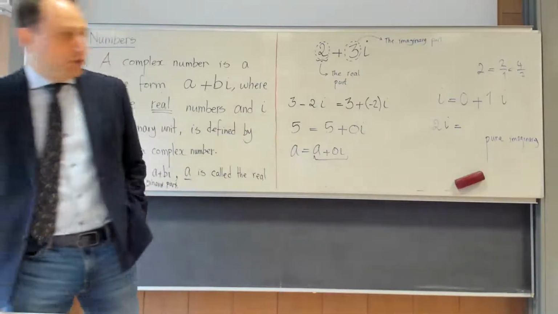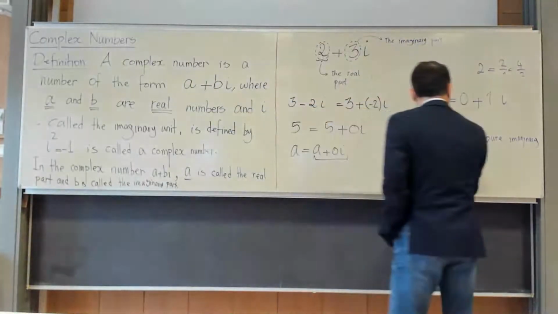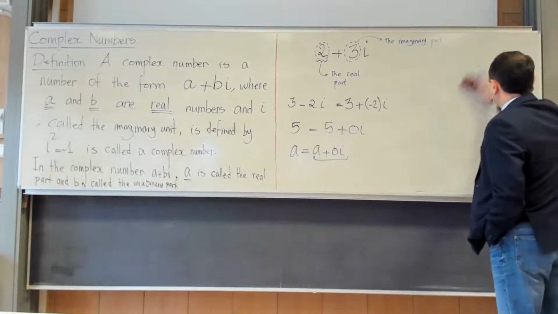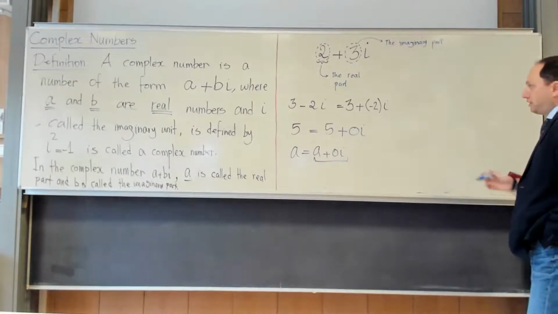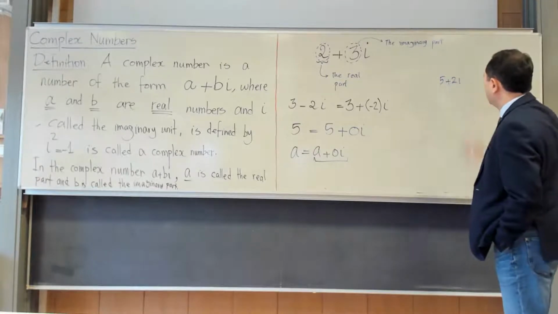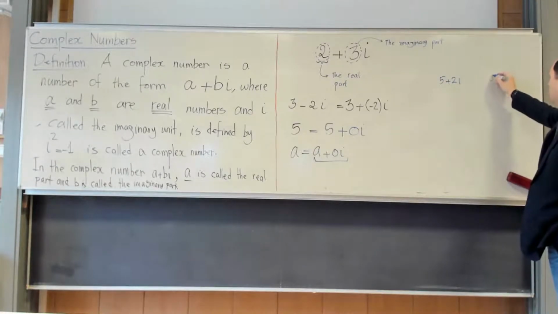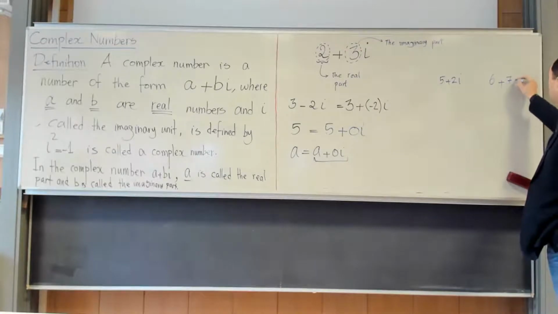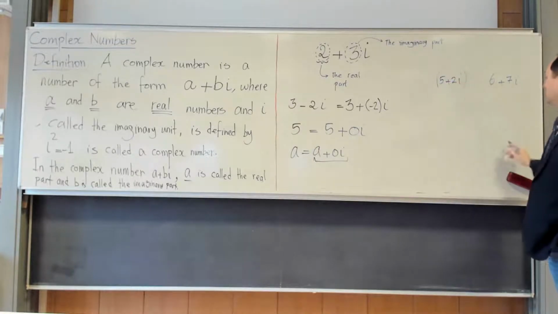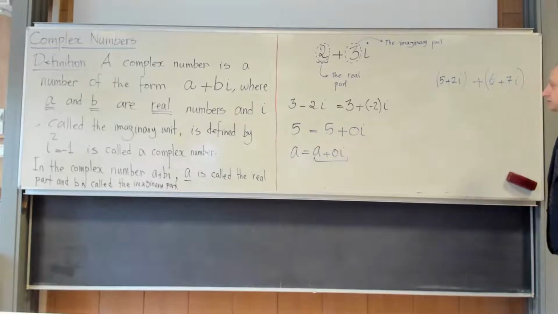Okay. So for example, I just write something. I'm sure that you can immediately answer this, even if you don't know how I define it. I give you a complex number, 5 plus 2i. I give you another complex number, 6 plus 7i. I ask you to add them. What do you think would be the sum of these two? What is your guess? Yes? 11 plus 9i. Exactly. That is the natural way.